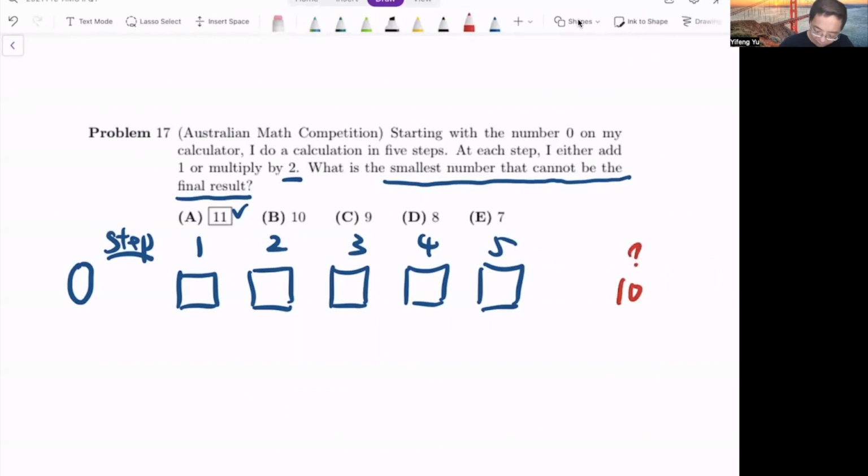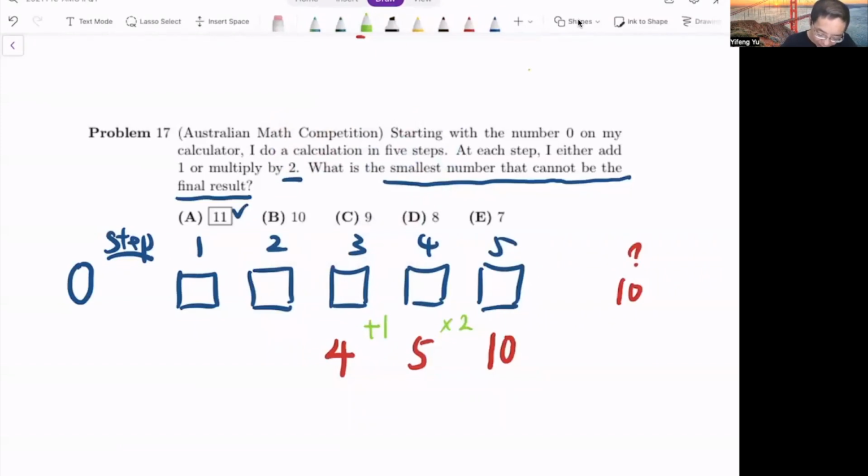For 10, let's say the last one will be 10. That means the one before it has to be 5, because you get it multiplied by 2. Then how do you get a 5? The only way is 4, right? We just go backward. We get a 4, and 4 plus 1 will be 5, because each time you either add a 1 or multiply by 2.